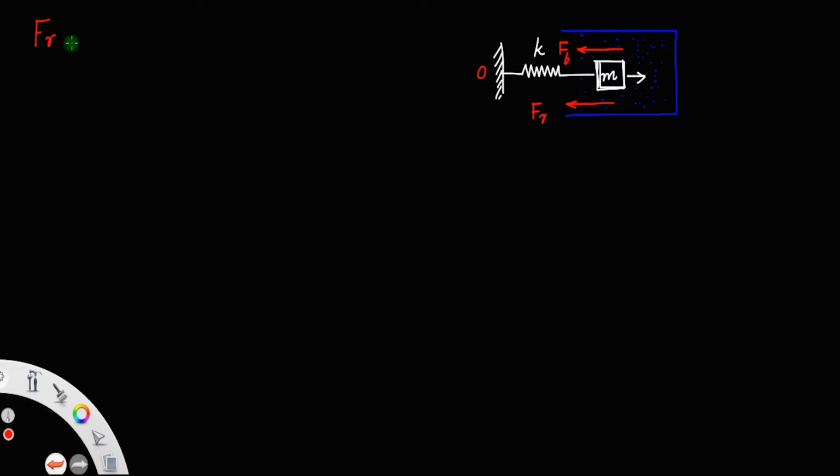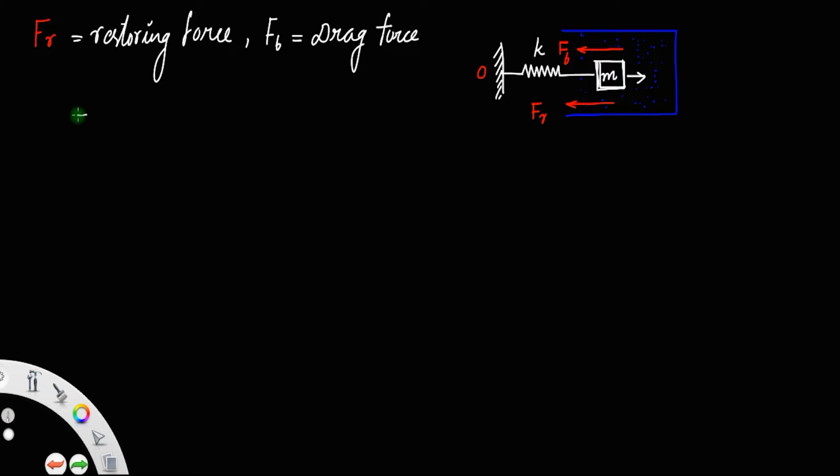Fr is the restoring force, and Fb the drag force. Both act in the direction opposite to that of its motion. So the net force will be F net is equal to Fr, the restoring force, plus Fb, the drag force.